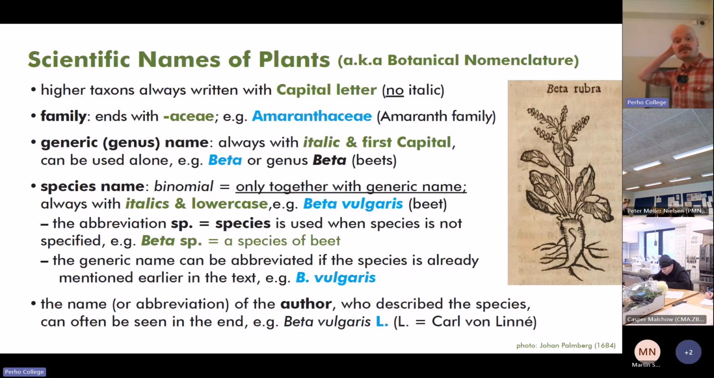Often, especially in plants, there is the name of the author, and officially it should be there after the name of the species. The author is the one who described it in a scientific way. So, for example, in Beta vulgaris, there might be L., which is an abbreviation of Carl von Linné, who, by the way, invented the whole botanical nomenclature and the way of the binomial names of species.